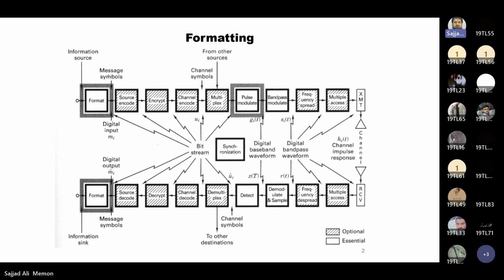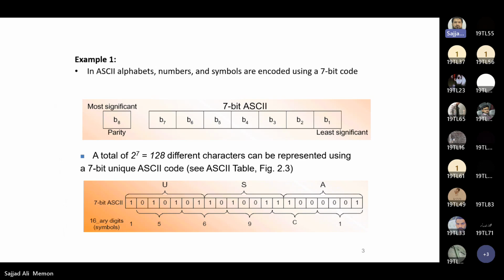So the first block diagram in this typical digital communication system is the formatting. So we will see the formatting and other things in this lecture. So this is an example. You can see, the example is in ASCII: alphabets, numbers and symbols are encoded using a 7-bit code.